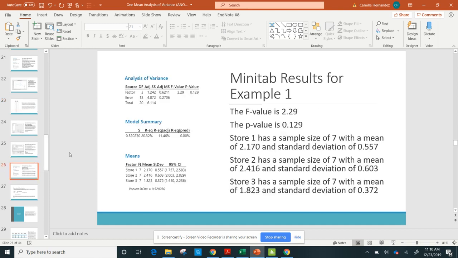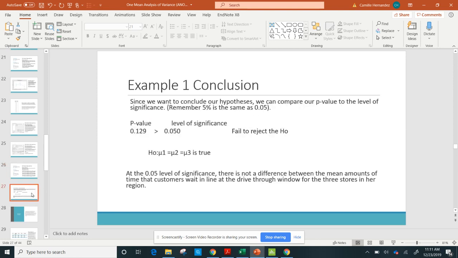The F value was 2.29. The P value was 0.129. Store 1 has a sample size of 7, a mean wait time of 2.170, and a standard deviation of 0.557. Store 2 has a sample size of 7 with a mean wait time of 2.416 and a standard deviation of 0.603. And Store 3 has a sample size of 7 with a mean of 1.823 and a standard deviation of 0.372. All right, let's conclude it.